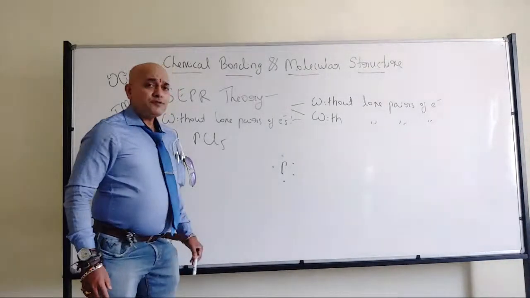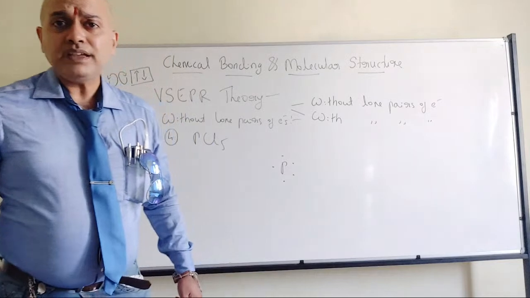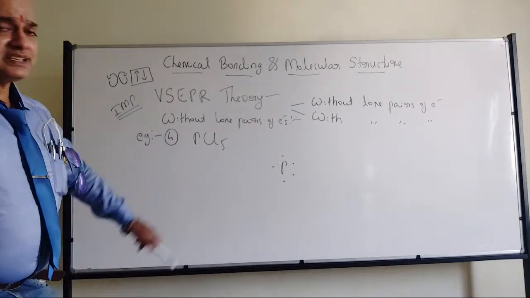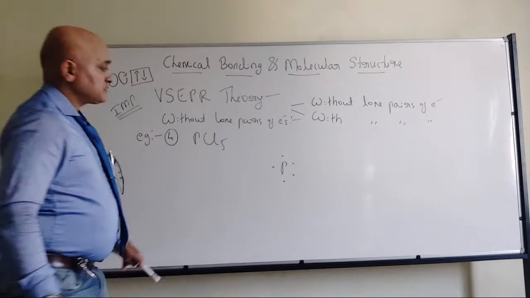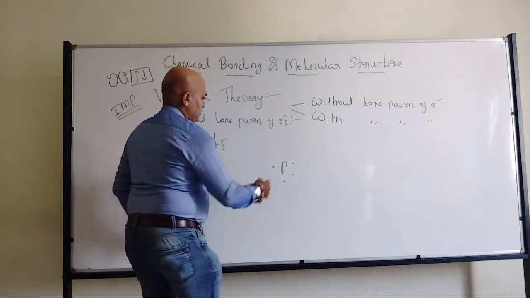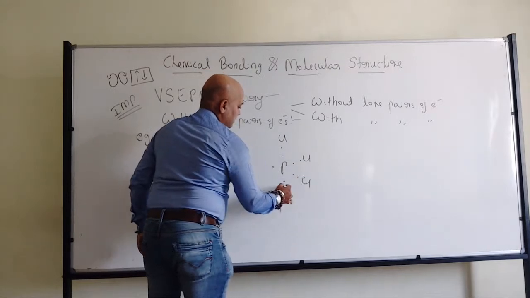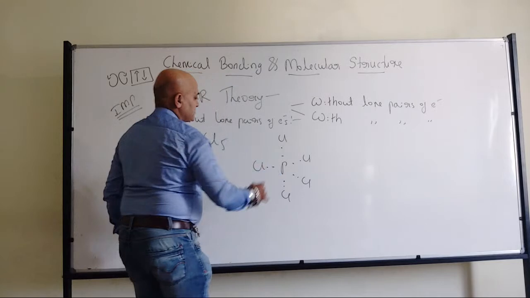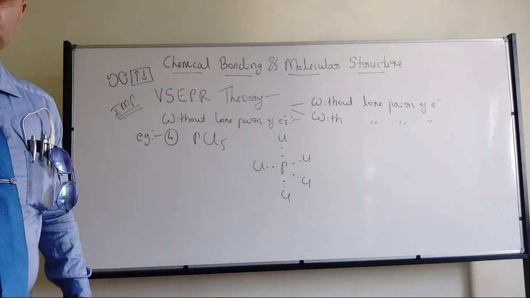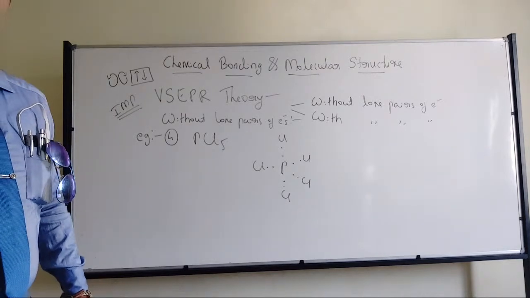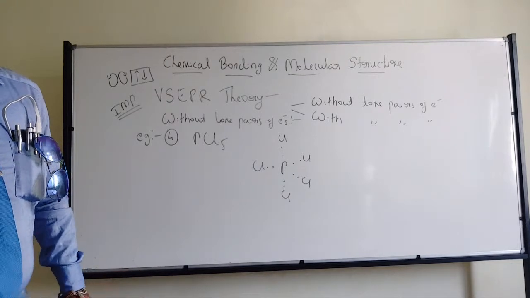Now, all of us know that these electrons should be far from each other according to VSEPR theory, right? Because in this PCl5, no lone pair of electrons is left over. All the 5 electrons of phosphorus are involved in the bond formation. So that's where chlorine, chlorine, chlorine, chlorine, and chlorine go. Right? All the 5 electrons are involved in the bond formation. Now they want to stay away from each other as far as possible.